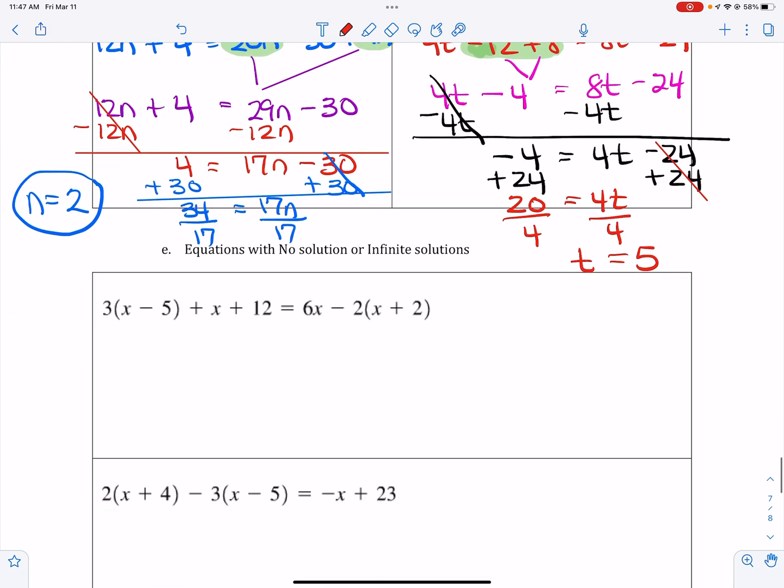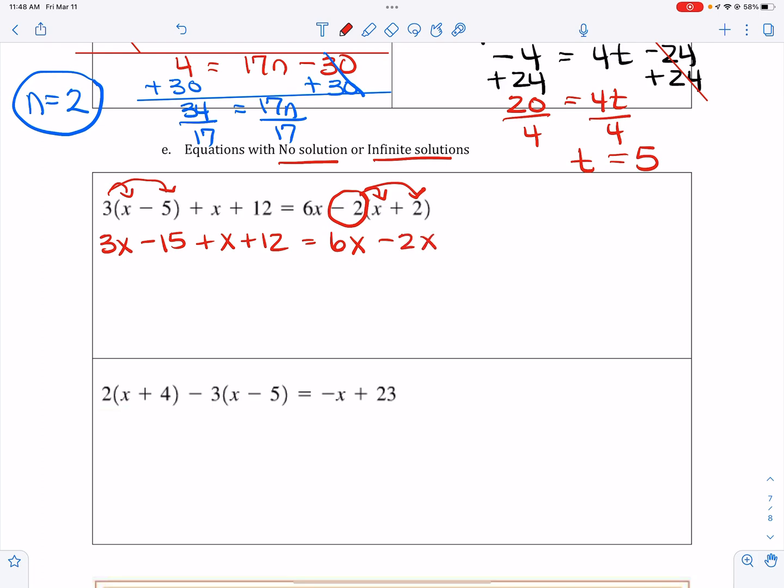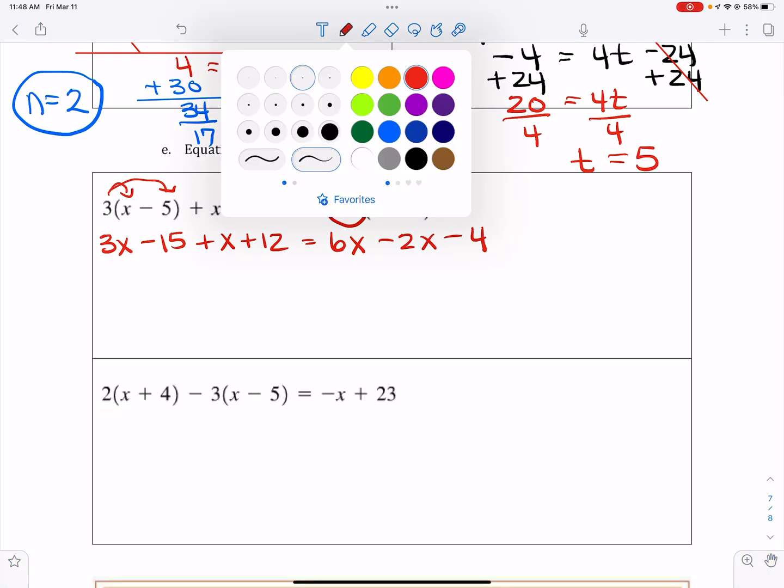Now we will have 2 cases that are special that result in either no solution or infinite solution, okay? These are called identities and contradictions. So we have to start the problem just like we always would, following the rules. And now I circle that negative sign so that I'm not missing it. So I will get 3x minus 15 plus x plus 12 equals 6x minus 2x minus 4, okay?